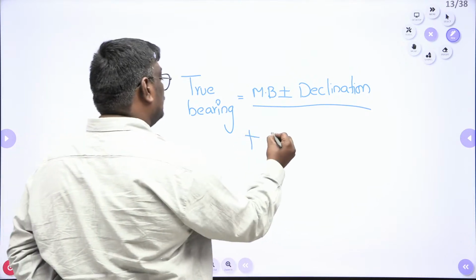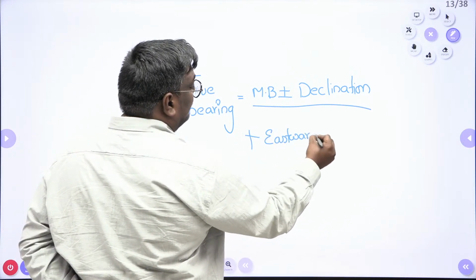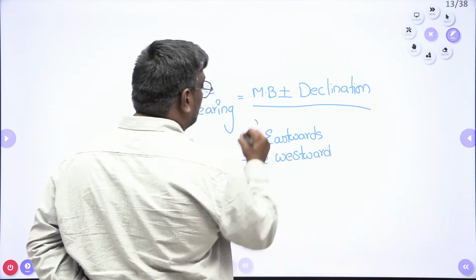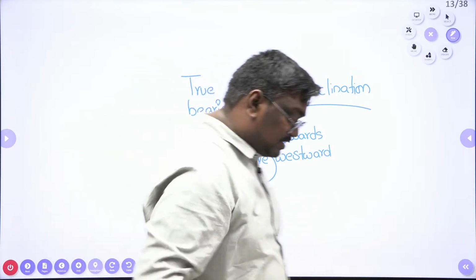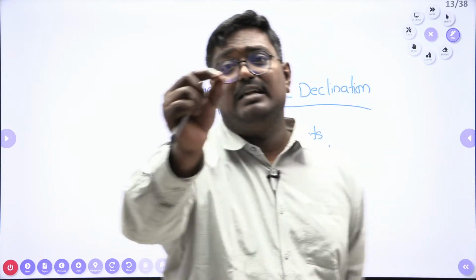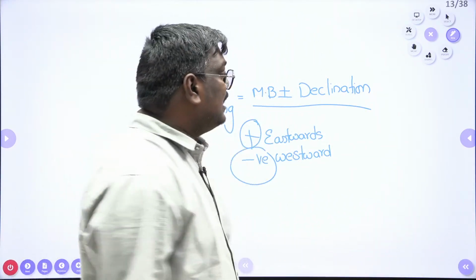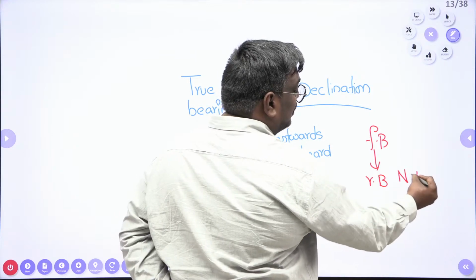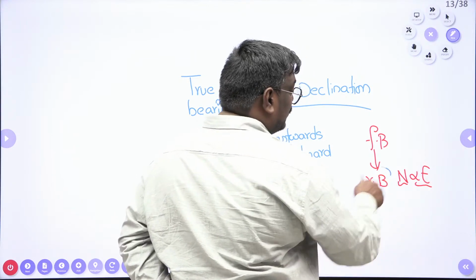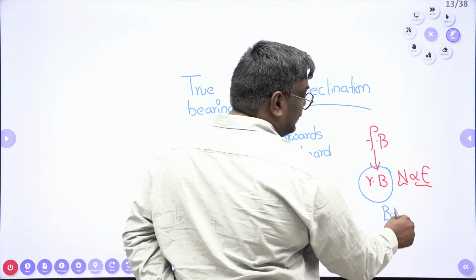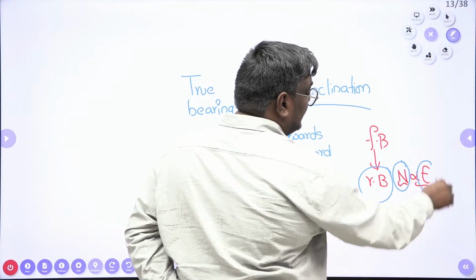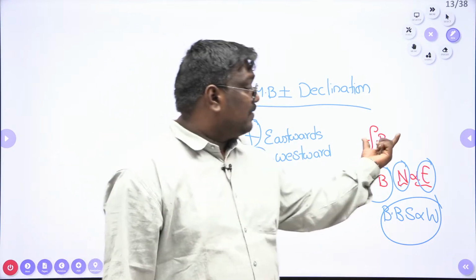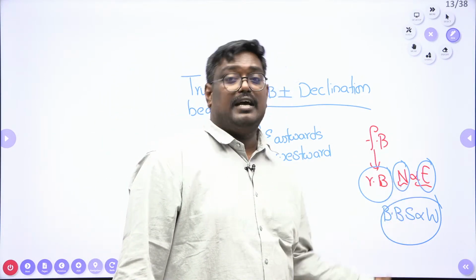Here, the plus sign will be used towards eastwards and the negative sign will be used towards westwards. When the declination is towards east, you take it as positive, and when it is towards west, you take it as negative. And remember this point, my dear students: whenever they give you a forebearing in reduced bearing, say north alpha east, and ask for the back bearing, just swap north with south and east with west. This will be your back bearing. This is one of the important points.